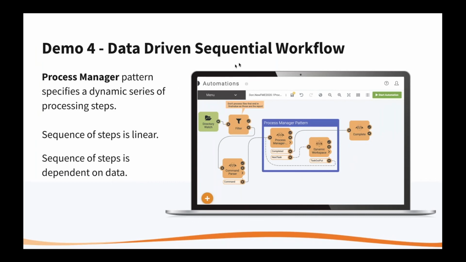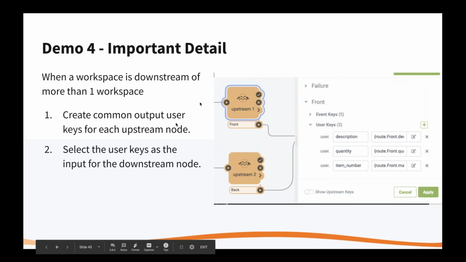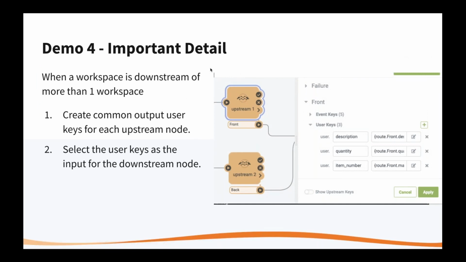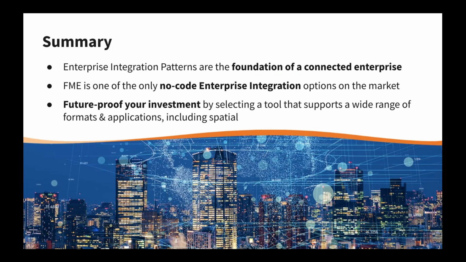Okay, and that's really it. This was just describing the important details. So when you get this later, you'll be able to understand what exactly we're doing. Anytime you have two upstream workspaces going to a downstream one, you then use these custom parameters, user parameters, to tie them together, user keys. So yeah, that is really quickly this morning. We only had an hour talking about these enterprise integration patterns.